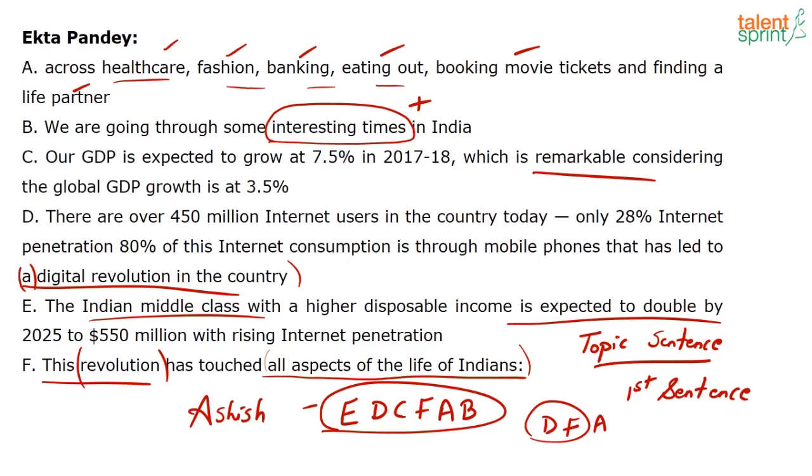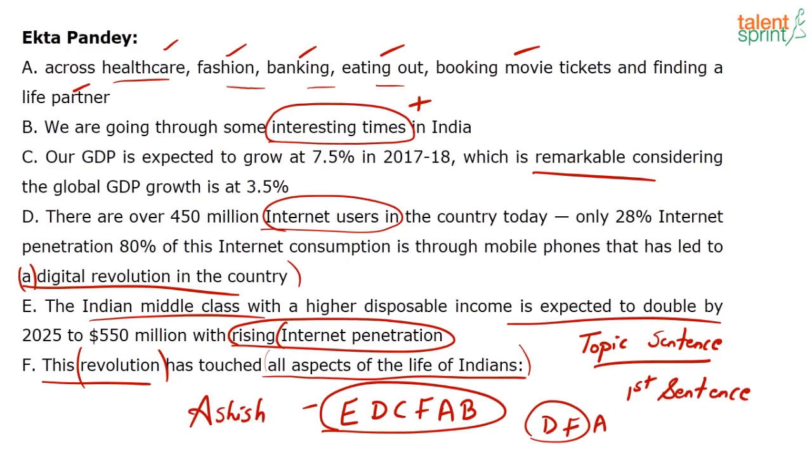And we also have a connect between E and D. Why? We have this repeat word, internet: rising internet penetration, internet users in the country, right? So if that's the case, now go back and tell me what can be the sequence.